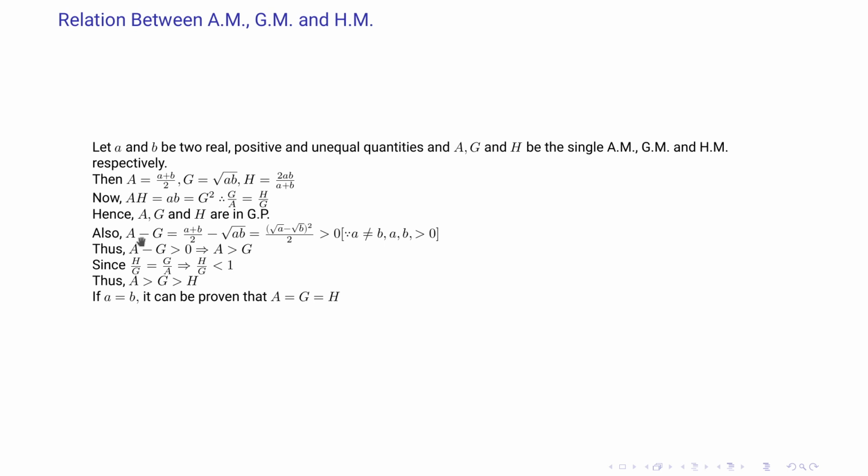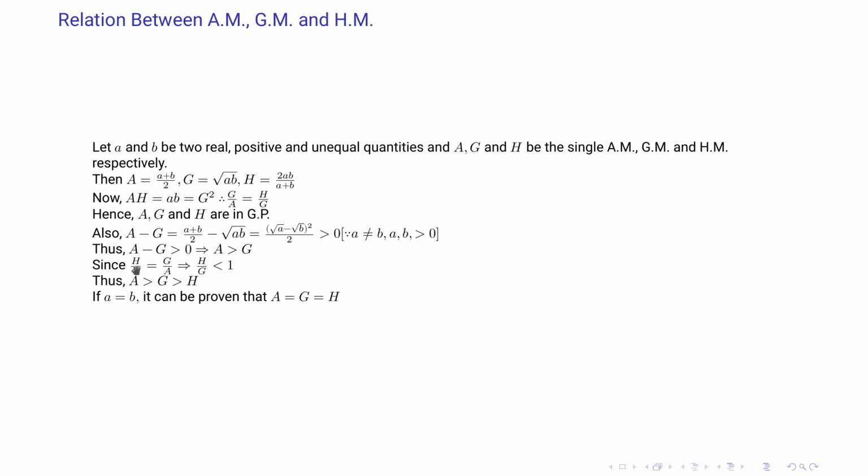Now A minus G is equal to (A plus B)/2 minus square root of AB, which gives us (square root of A minus square root of B) whole square by 2, which will always be greater than 0 because we have assumed A is not equal to B and both are greater than 0. So A minus G is greater than 0, that is A greater than G.